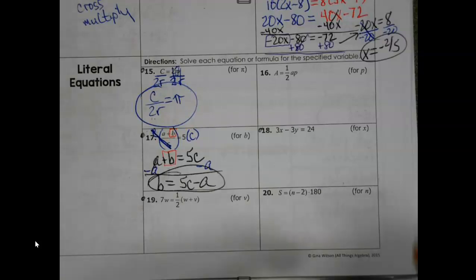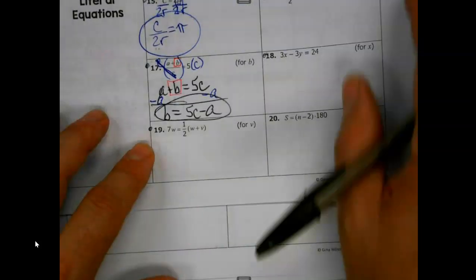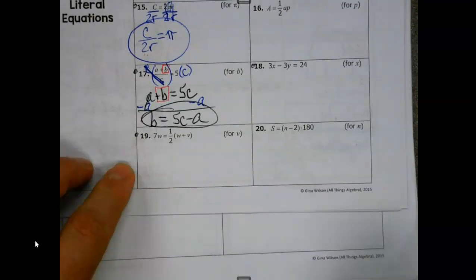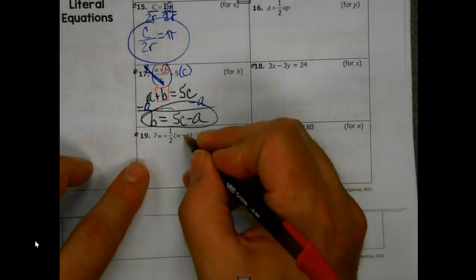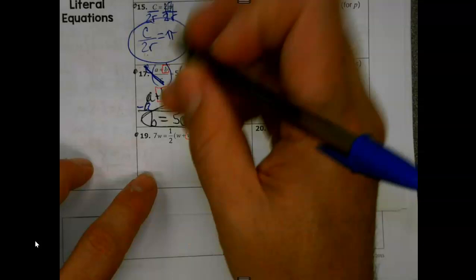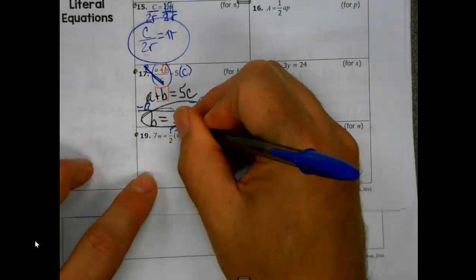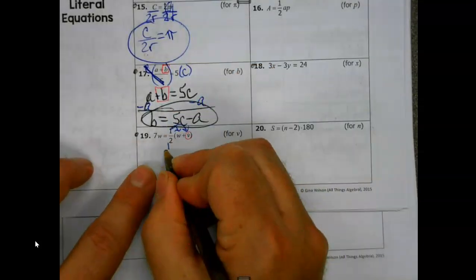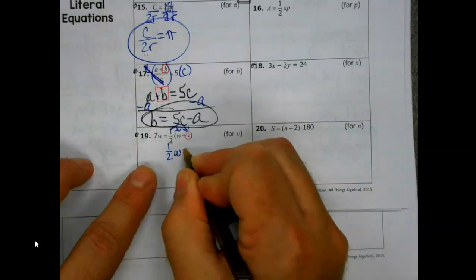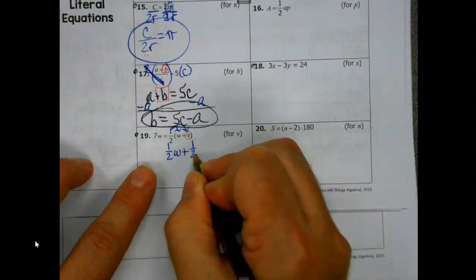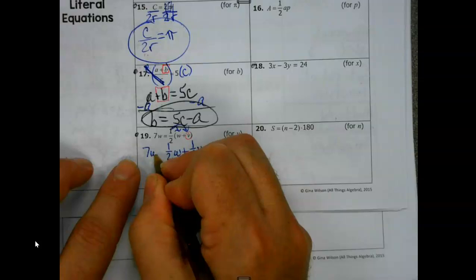I'm actually going to go past 18. I want to go to 19. We'll come back if we need to. Ooh, solve for v. Okay, follow the rules. Distribute first. So 1/2 goes to the w, 1/2 goes to the v.